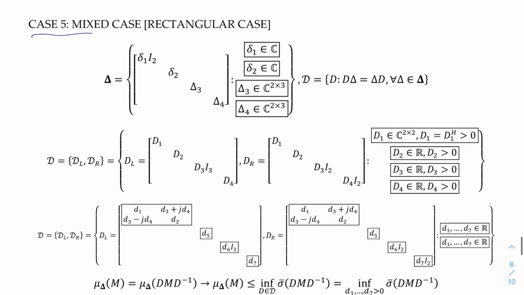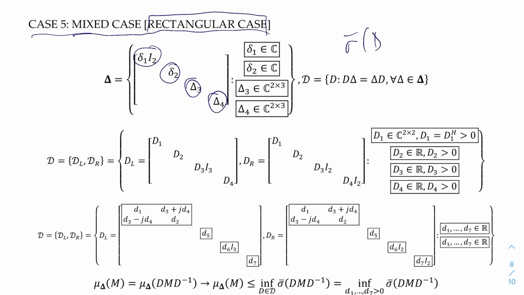All right, so this is really the hardest case, right? Rectangular case. And this is square. This is square. However, these two are rectangular. And whenever you have some uncertainty where one of the subblocks is rectangular rather than square, rather than D and D inverse, you would have the problem of sigma max D left and D R inverse. Okay, you would have that.